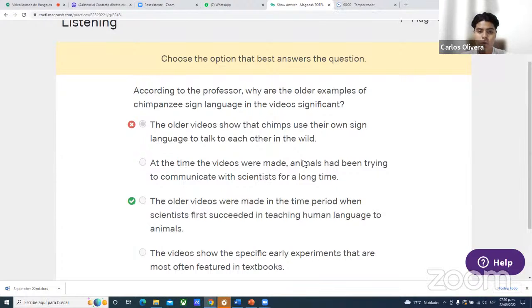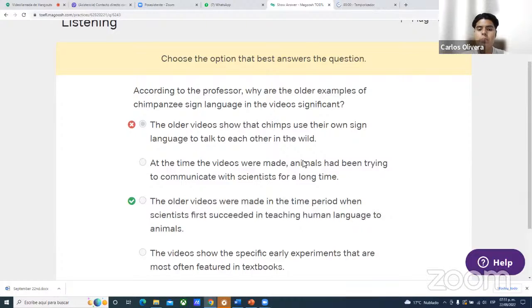Now, this is true, dear students, because in the lecture, I remember this very clearly, the professor said those videos were made in a time when the scientists started to practice this, right? And she meant basically that those videos that the student was asked about were videos of chimpanzees that were being taught to speak in sign languages a long time ago. Actually, I think the professor mentions a particular time, something like the 1960s or 1970s. And she says that at this point, scientists were just starting with this practice, trying to teach these animals symbols or sign languages, right?